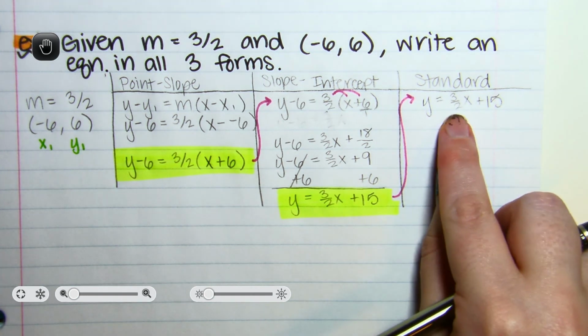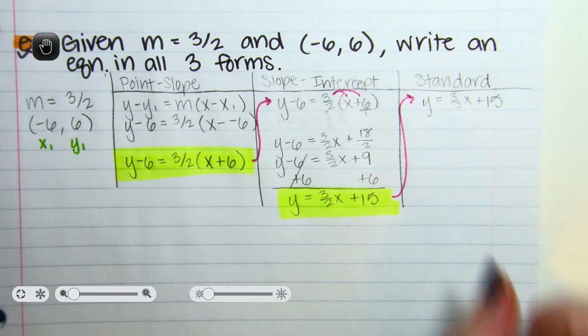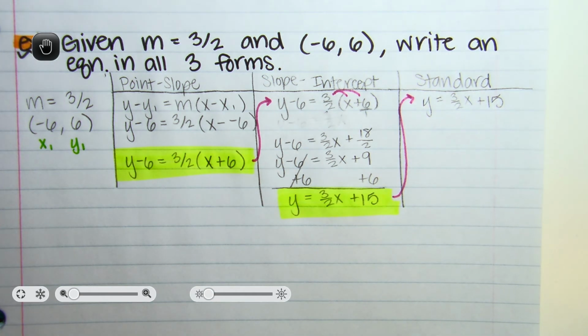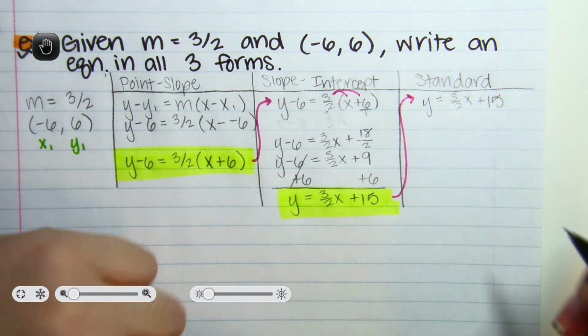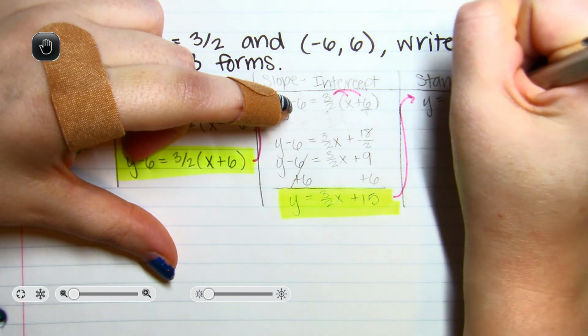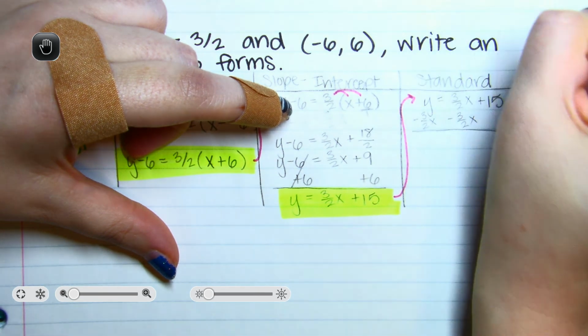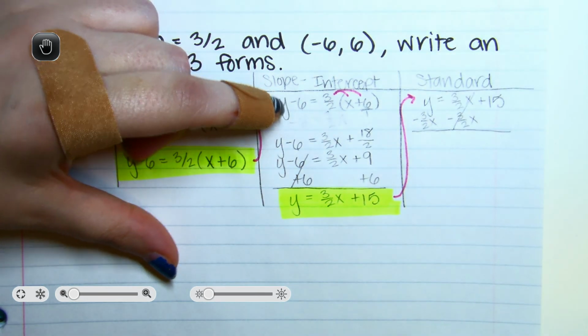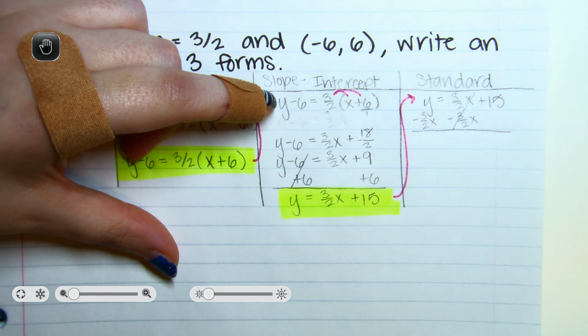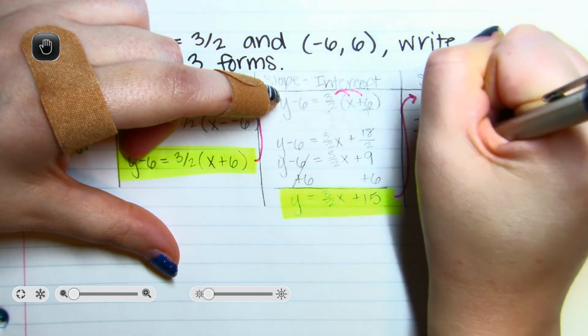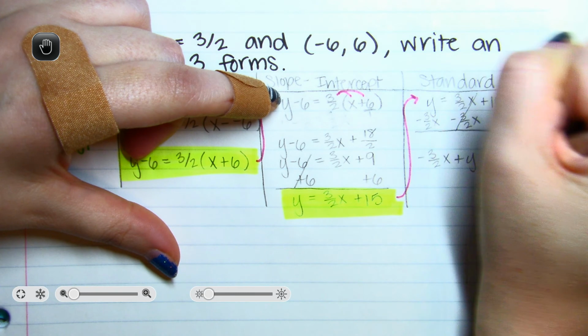You can either subtract the 3 over 2x from both sides first, or you can multiply to get rid of the fractions first. When I did this before and asked you the question in your notes, the poll was split pretty 50-50, but more people lean towards moving the x term first. So that's what I'll do here. So I'm going to subtract 3 over 2x. So when I do that, I get negative 3 over 2x plus y equals 15.